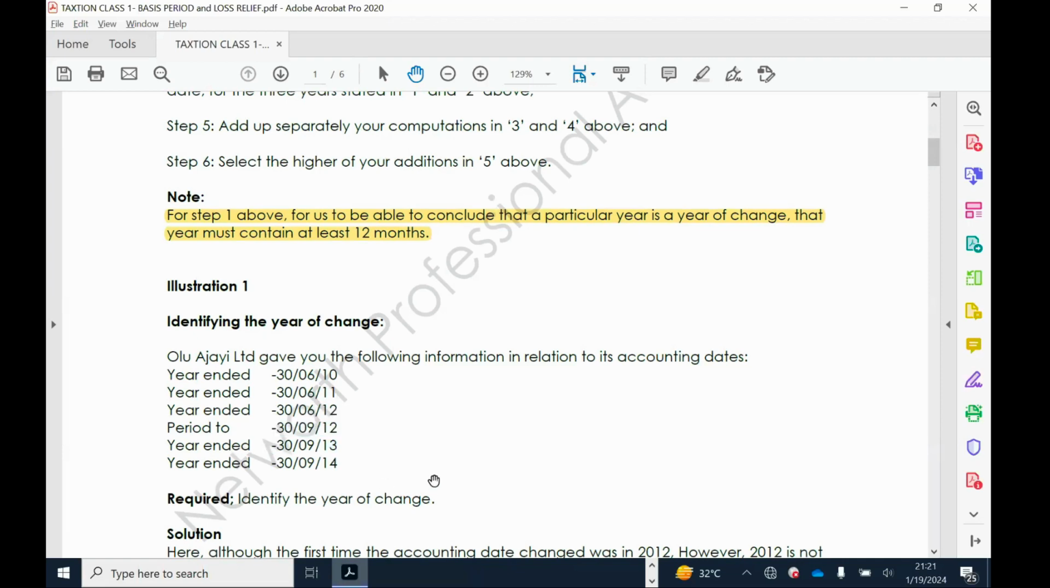So what the law is simply saying is that for us to be able to assess the tax properly in a case where there's a change in accounting dates, we must be able to appropriately identify what year the change actually occurred. And the year the change actually occurred must contain at least a 12-month period. It can be more than that, but it must have at least 12-month period from the last year end. All right.